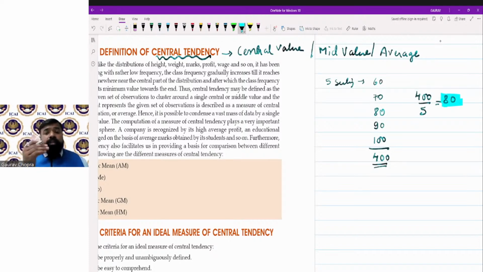So this 80 denotes average marks. We have given exams for 5 subjects, but this average marks is a single figure. So what is the meaning of central tendency? It is a single value which represents the whole group. This 80 represents our overall performance. It represents our intelligence level, whether we are very intelligent, average, or below average. So this average is helpful for decision making.